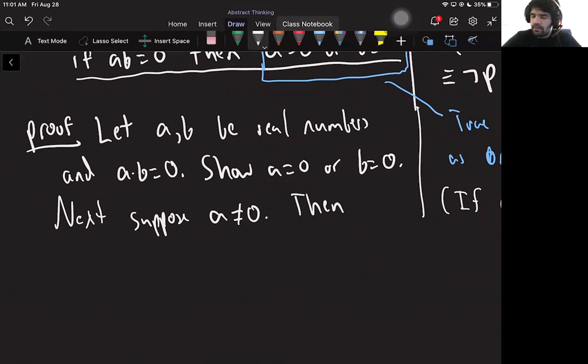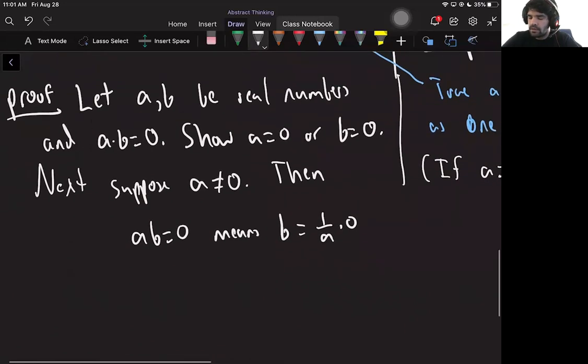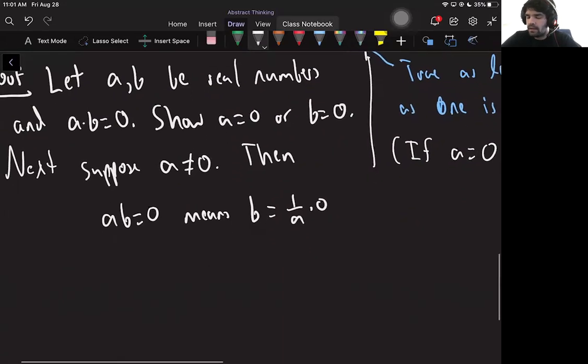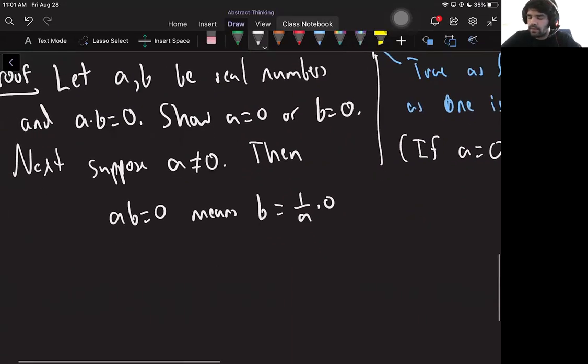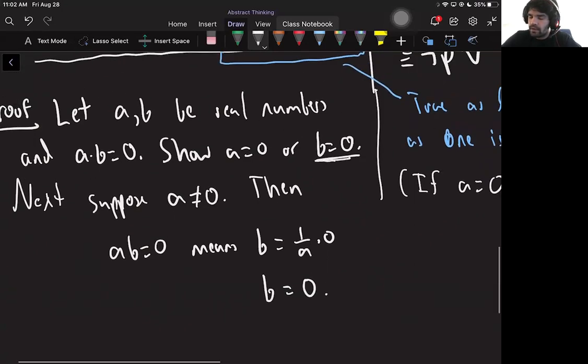Okay, so suppose that a is not 0, then what can I do? Well, then I can divide by it. So I can say that b equals 1 over a times 0. If a was 0, I wouldn't be able to do the step because I wouldn't be able to divide by it. But now, since I know it's not 0, I can divide by it. And 1 over a times 0 is just 0. So I get b equals 0. So I have proven that the other thing happens when the first one doesn't.